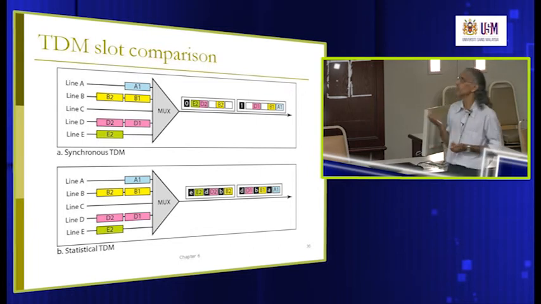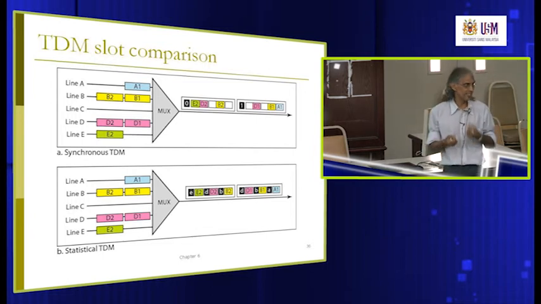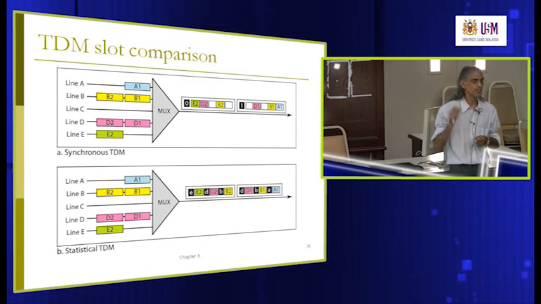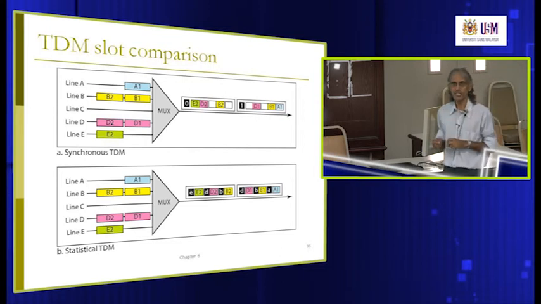In the synchronous, we don't do that. We don't give the address because it's always default. The first piece of data will belong to A, second will be B, third will be C, fourth will be D, and fifth will be E. Whether or not there's data doesn't matter. The sequence is always there. That's why you get empty slots. So in statistical, we only put in actual data, and each data must be accompanied by an indicator to say which input line this data belongs to.